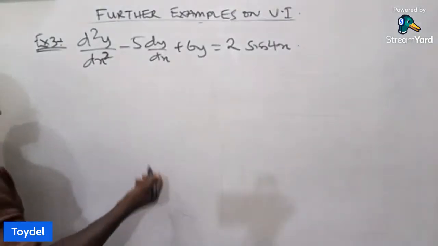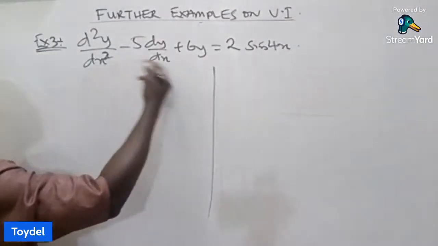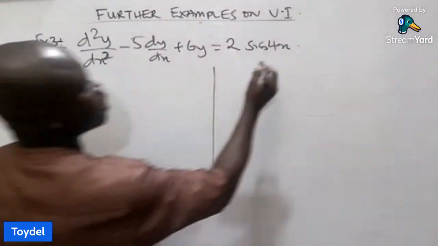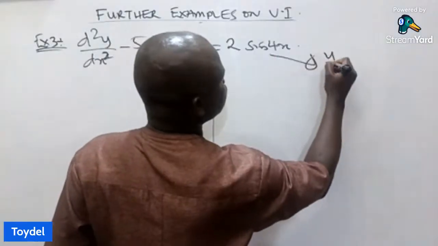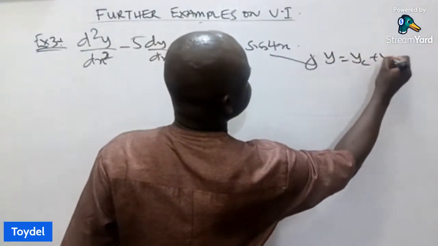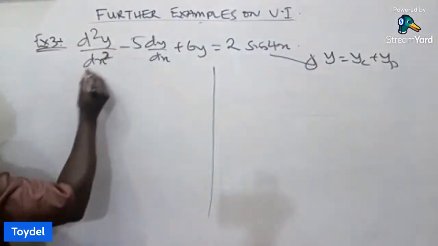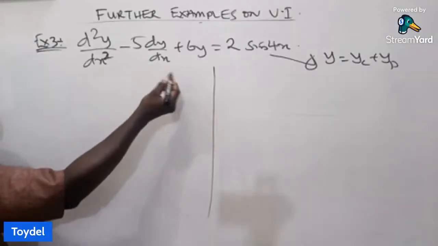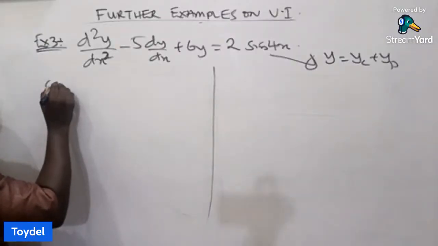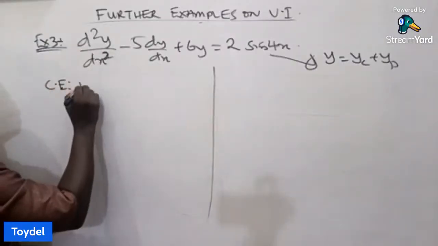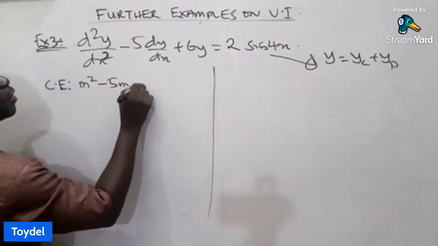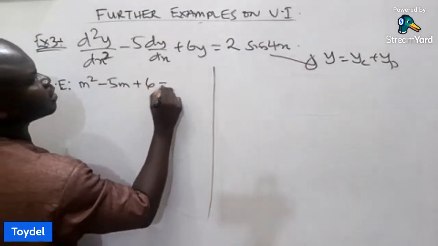Of course, the first thing we are going to do is find the complementary solution, because the general solution to this problem would be y, which is the same thing as yc plus yp. So to find the complementary solution, we are going to write out the characteristic equation, which is given as m squared minus 5m plus 6 is equal to 0.